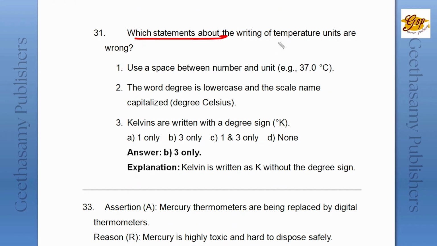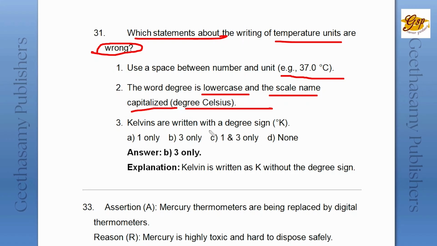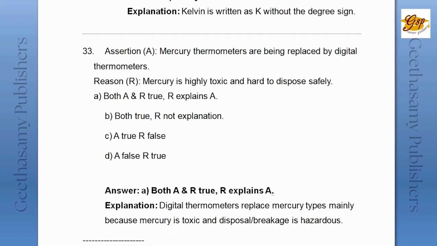31st question. Which statements about writing temperature units are wrong? One, use a space between the number and the unit, like 37.0 and then a space and the degree. Two, the word degree is lowercase and the scale name is capitalized, degree Celsius. Three, Kelvins are written with the degree symbol, degree K. Options: 1 only, 3 only, 1 and 3, none. The answer is 3 only. Kelvin is written as K, as we have already seen.